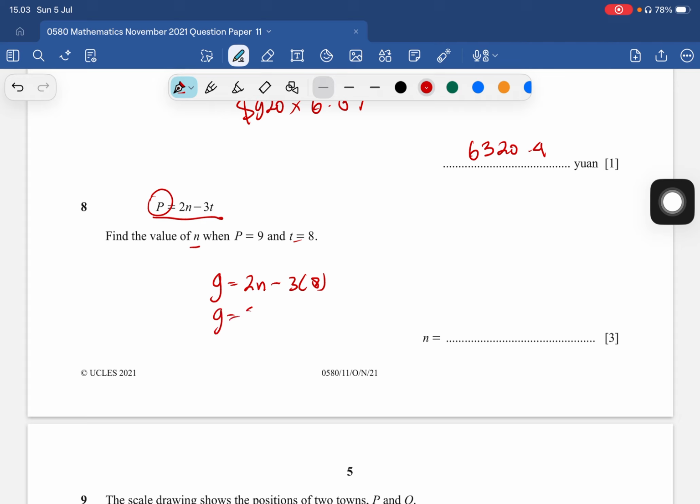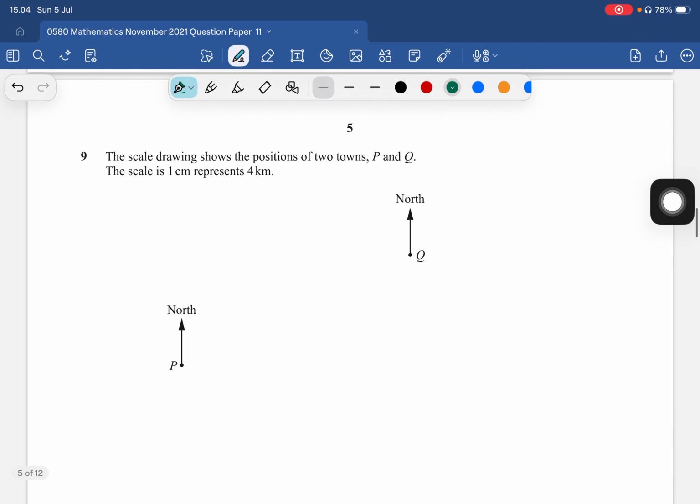We keep 2n, so we get 3 multiplied by 8 equals 24. On both sides we add 24. So we get 33 equals 2n. Then we divide by 2 on both sides. So we got n as 16.5.